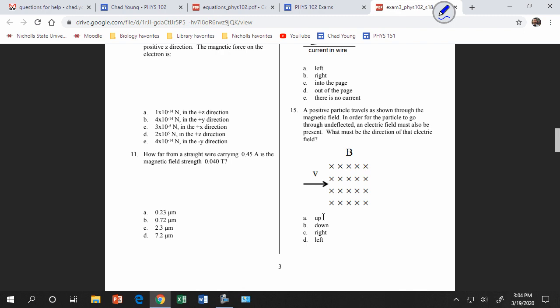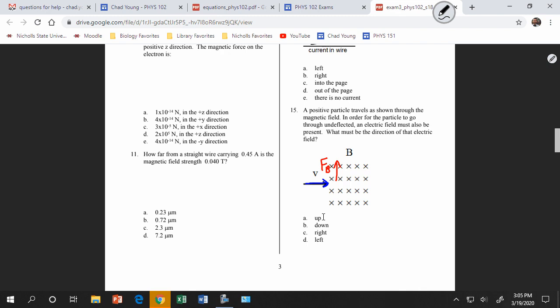A positive particle travels as shown through the magnetic field. In order for the particle to go through undeflected, an electric field must also be present. What is the direction of that electric field? First of all, let's just figure out what is the direction of the magnetic force. So there's going to be 2 forces, the magnetic and the electric force. But the magnetic force is I have my index finger in the direction of V. My middle finger points in the direction of B, that's into the page. So my magnetic force is going to be upward like that.